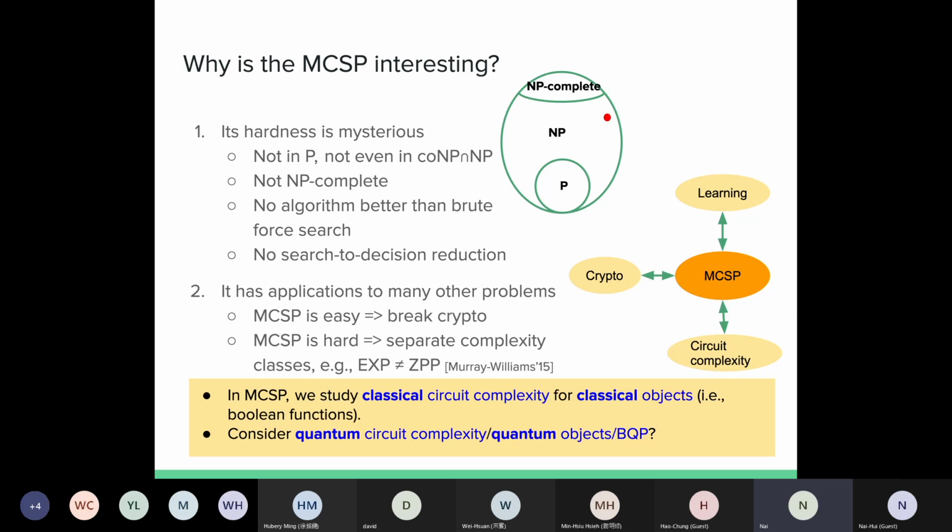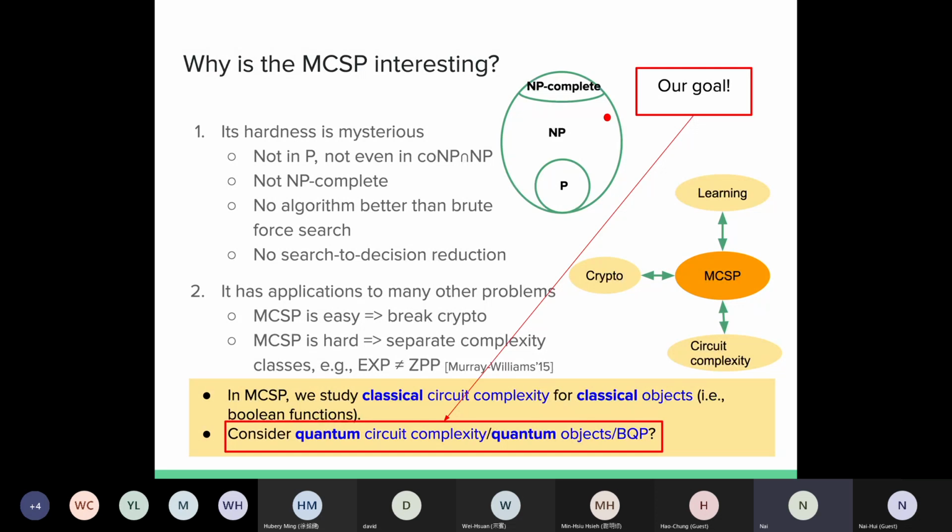So when you try to move MCSP to a quantum setting, there are many dimensions you need to consider, like the target, the quantum circuit complexity, the quantum algorithm, and also the quantum reductions. In this work, we try to initiate the study of the quantum version of MCSP in all these 4 dimensions. We don't have much result for quantum reductions, but we do have several interesting results for quantum circuit complexity, quantum objects, and quantum algorithms. Okay, so that's our goal.